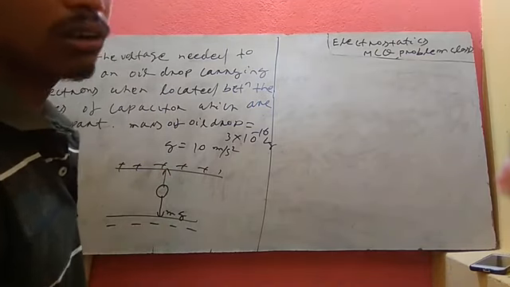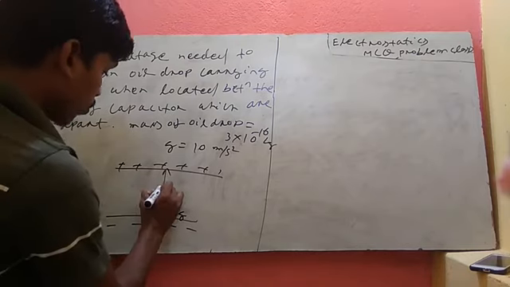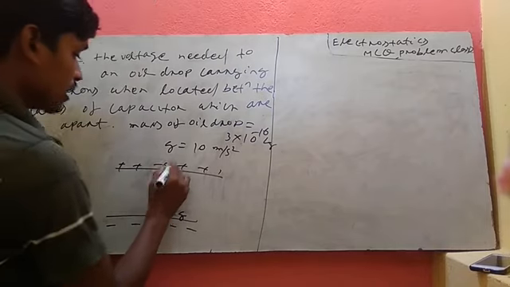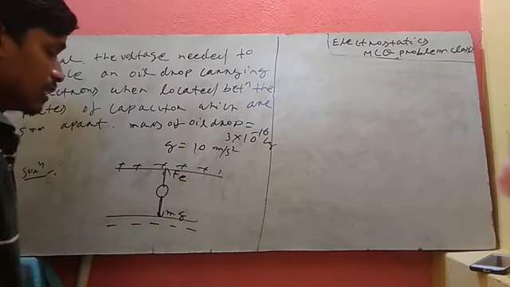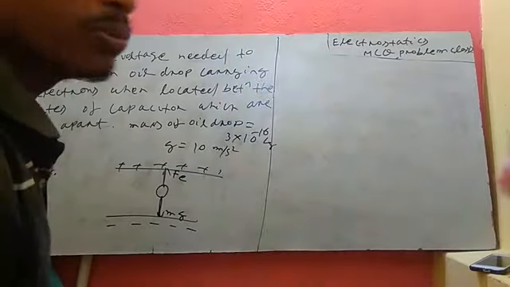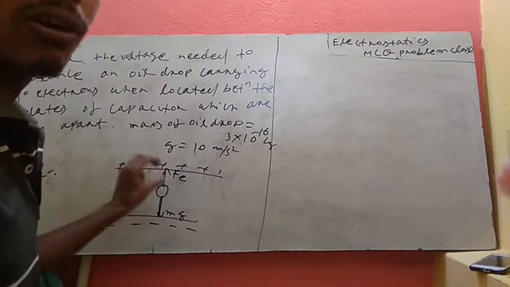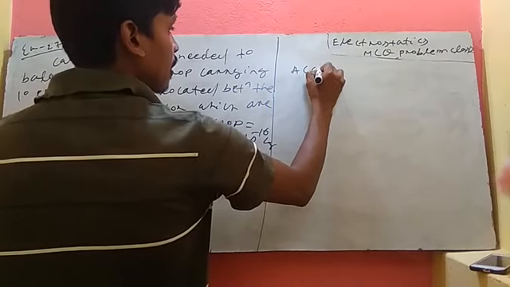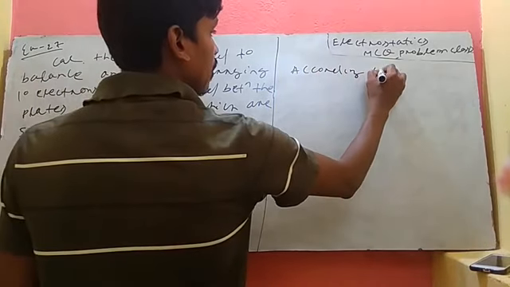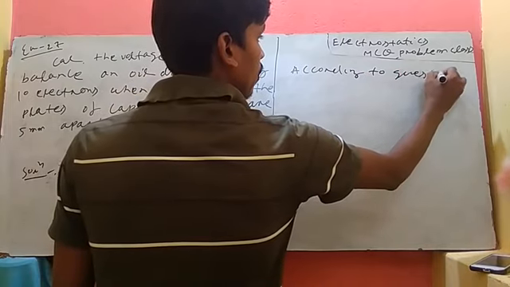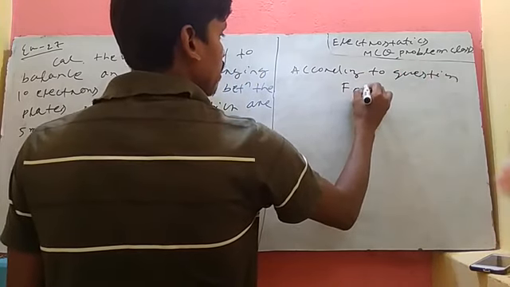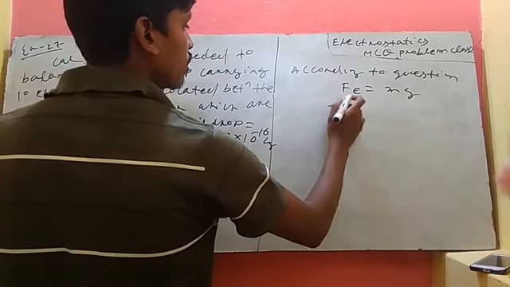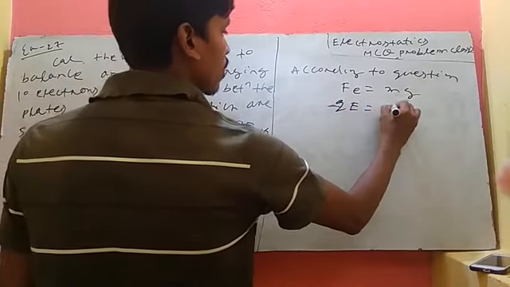This force is the electrostatic force. Whenever this force is equal to the weight, then the body is in a stationary position. This electrostatic force Fe is necessary for its stationary position. Yes or no? So according to the question, Fe is equal to mg. Fe means electrostatic force. So qE is equal to mg.